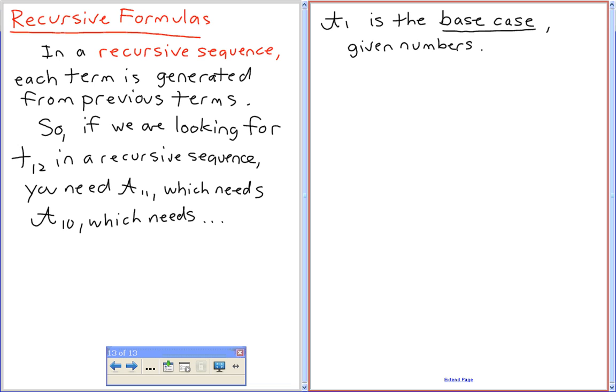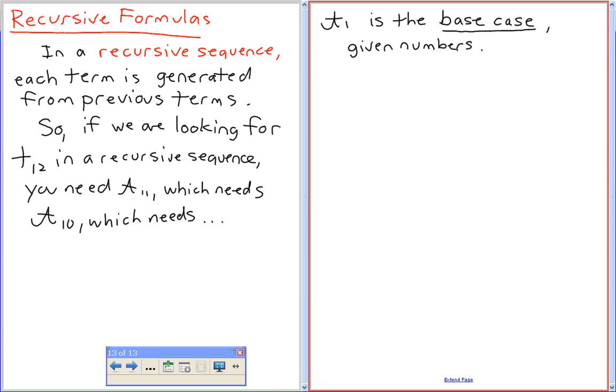Exactly. If I say find the 100th term, which means you need the 99th, when you get to the first term, then you're going to need the 0th term, and then the negative first. You know what I mean? You need a stopping point somewhere along the line. That's what we call the base case.